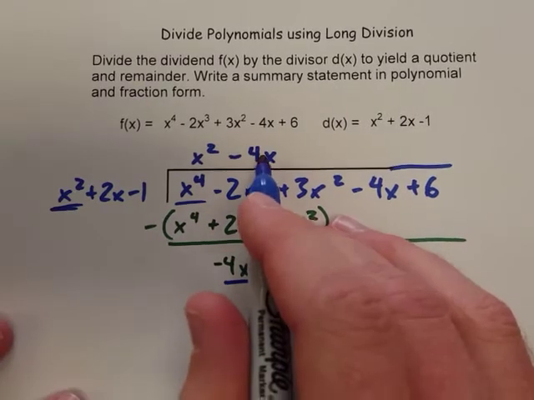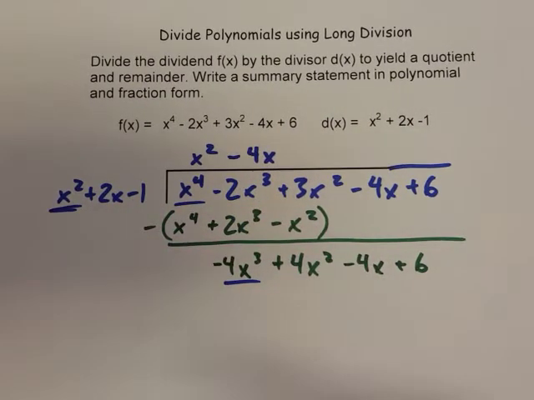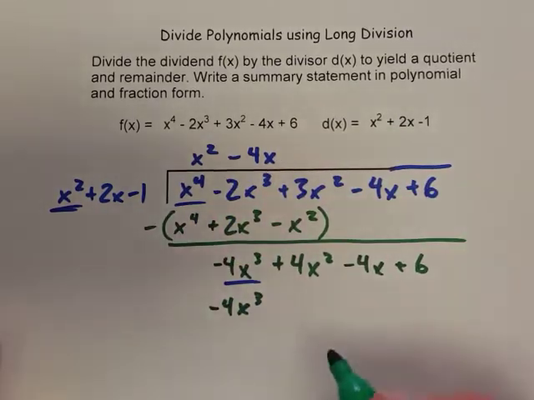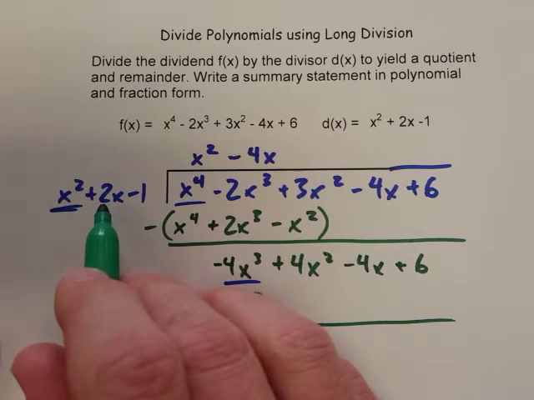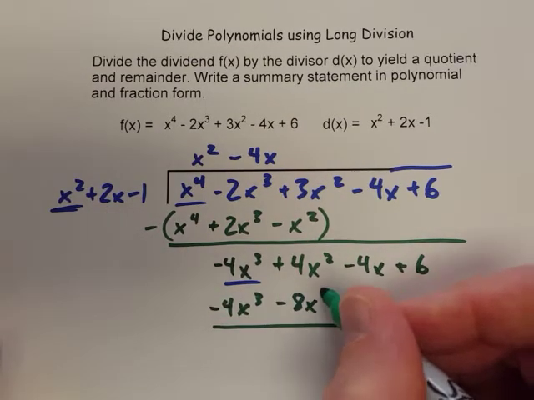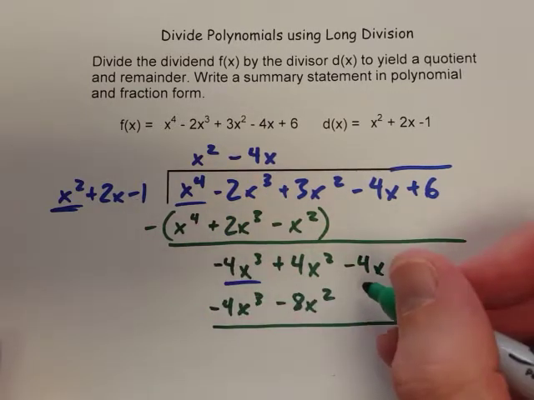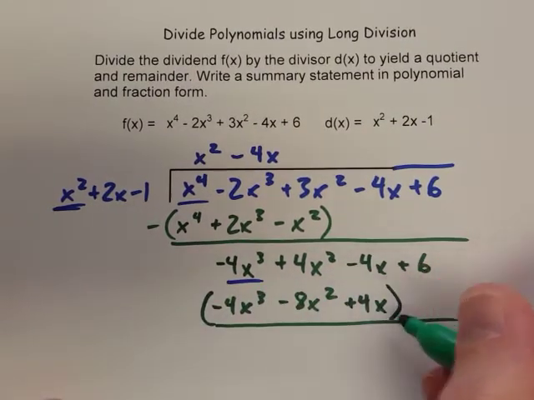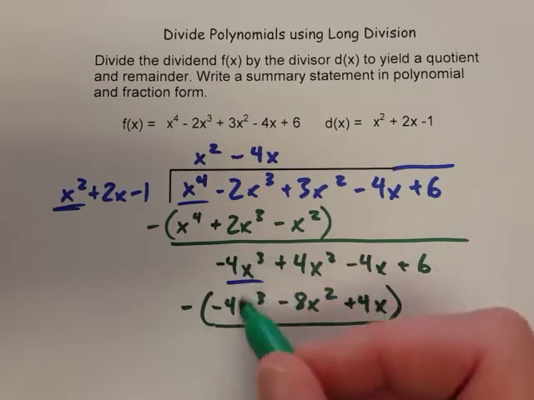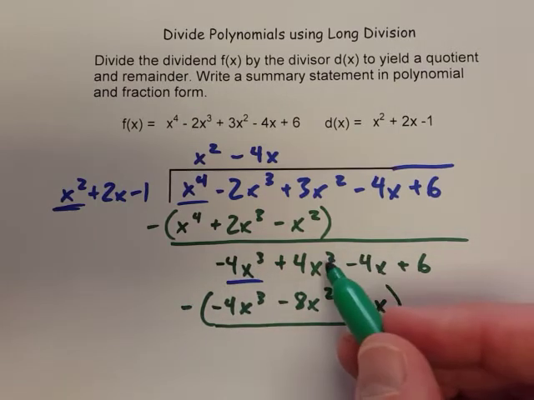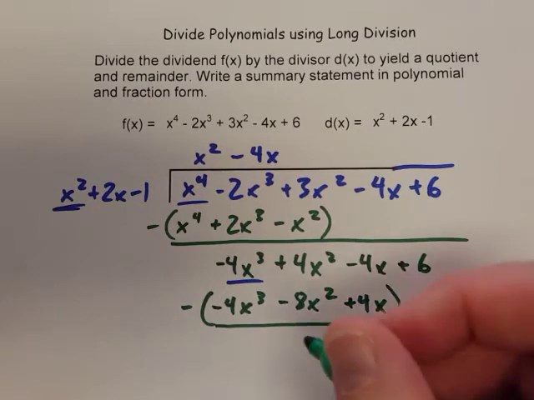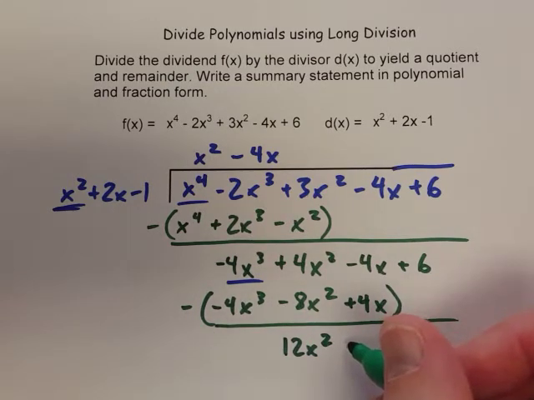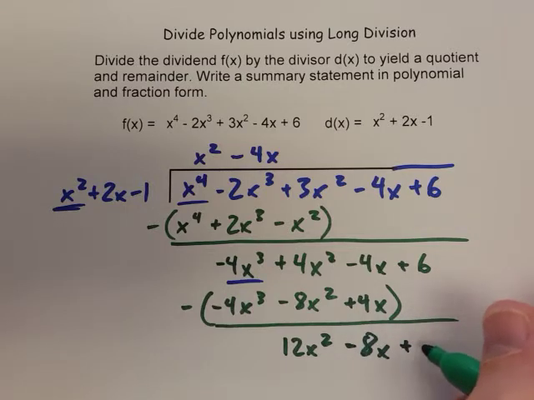Once I do that, like before, I'm going to multiply back down. Negative 4x times x squared should always be exactly what we have right here. That's the whole point of that process. But then negative 4x times 2x is minus 8x squared. And then negative 4x times negative 1 is going to be plus 4x. Same process as before: subtract what's down below. Those should always cancel out. That should never have anything come out of that. 4x squared minus negative 8x squared is 12x squared. Negative 4x minus 4x is going to be minus 8x, and then we bring the 6 down.